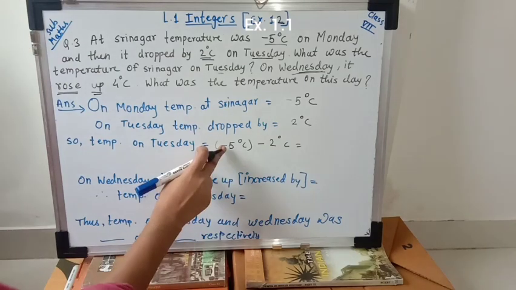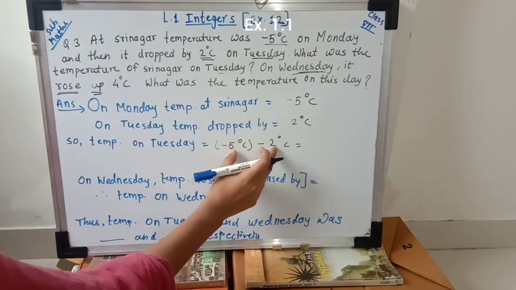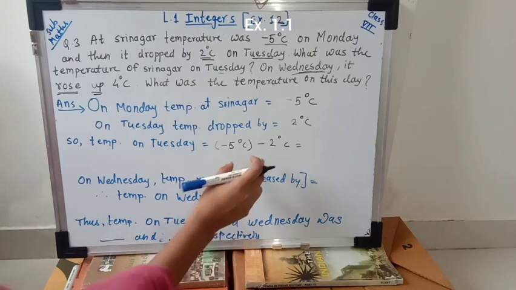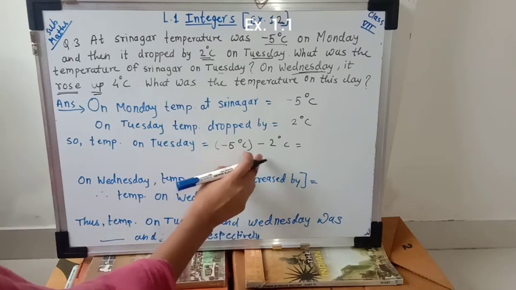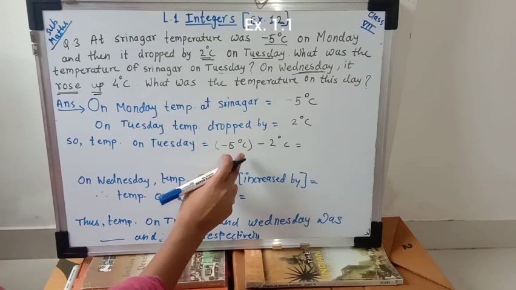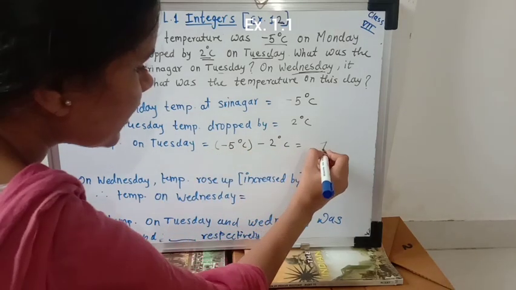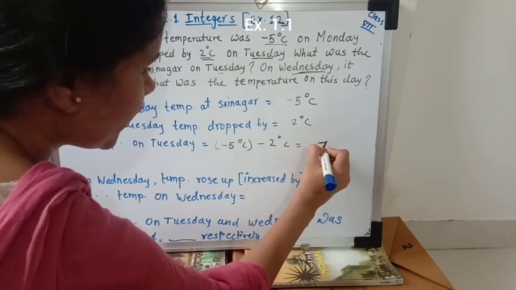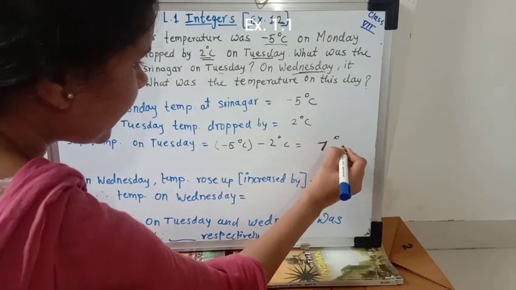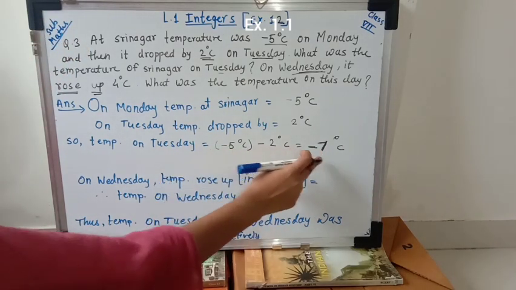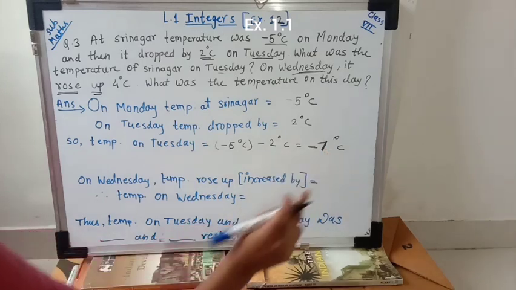Here, both the temperatures have a minus sign before them, which means we have to do the addition. After addition, we have to give the sign of the bigger number. So here minus and minus become plus, so 5 plus 2 is equal to 7 degrees Celsius, and we give the sign of the bigger number, that is minus 5, so the answer is minus 7 degrees Celsius.